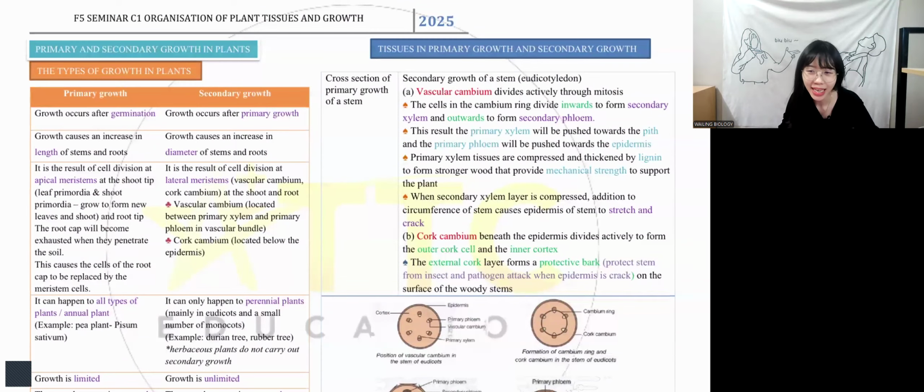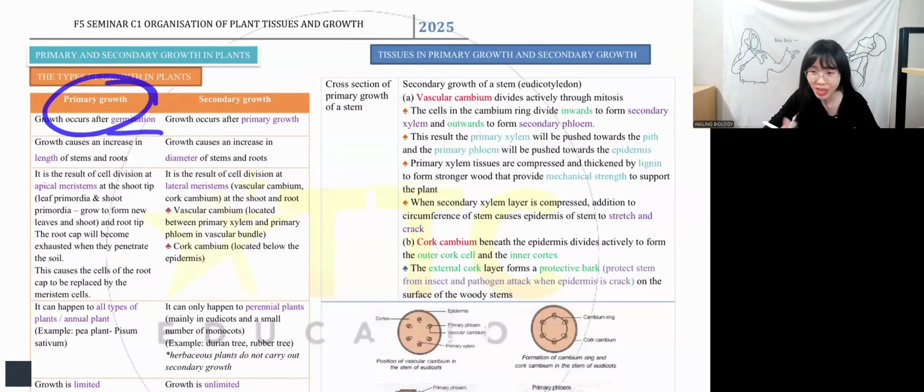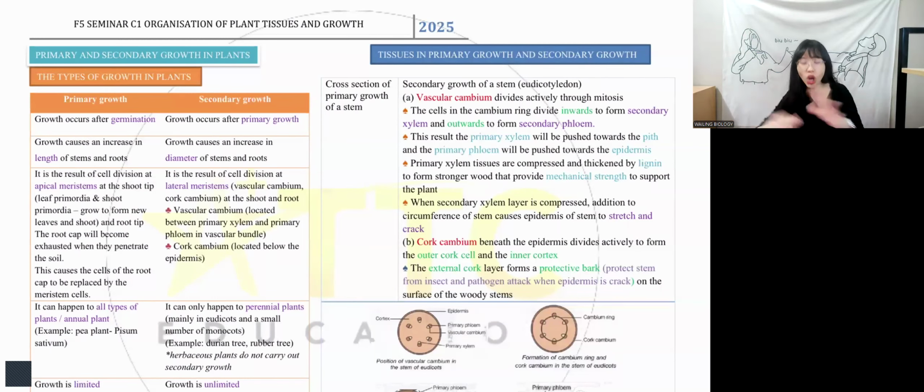So we have primary and secondary growth. All plants in the world carry out primary growth. All plants, literally even the grass, carry out primary growth. Because primary growth occurs after germination, meaning once they form into a seedling, they start to carry out primary growth. After primary growth, we have secondary growth. So all plants in the world will increase in length. They become taller. Next, secondary growth is the increase in diameter. Secondary growth is only for woody plants because they want to increase in diameter, right?